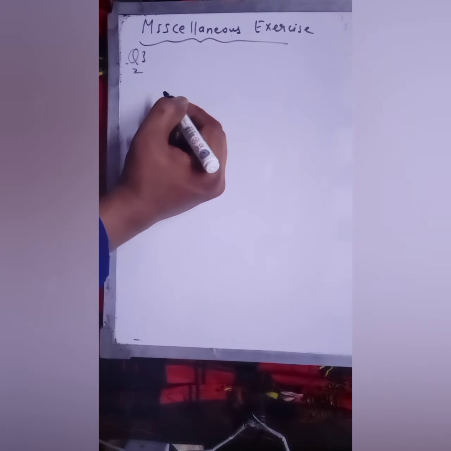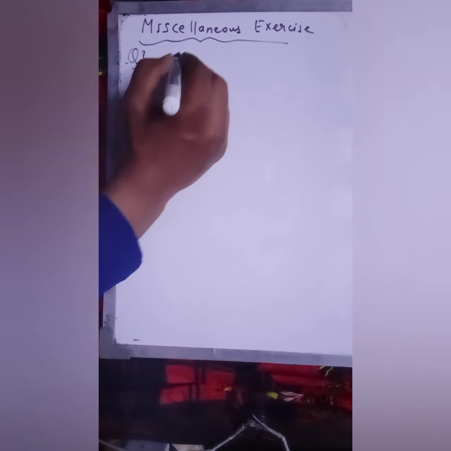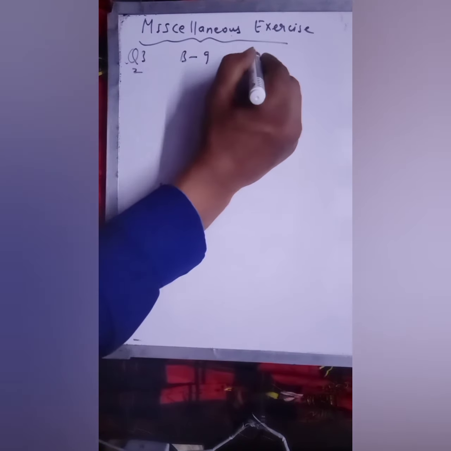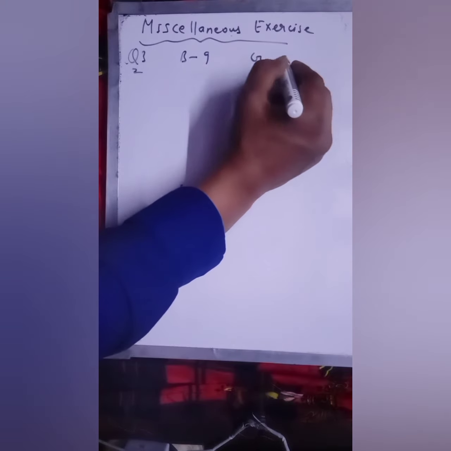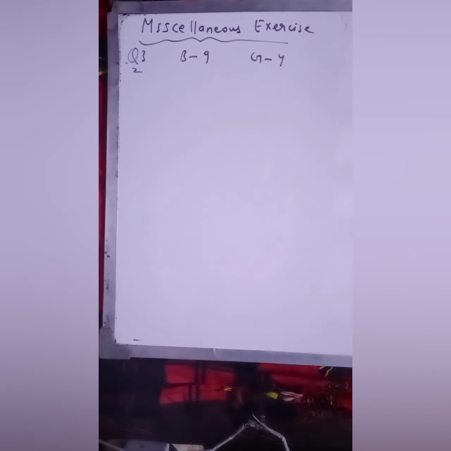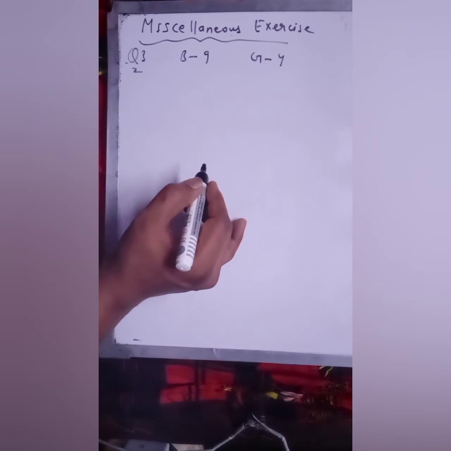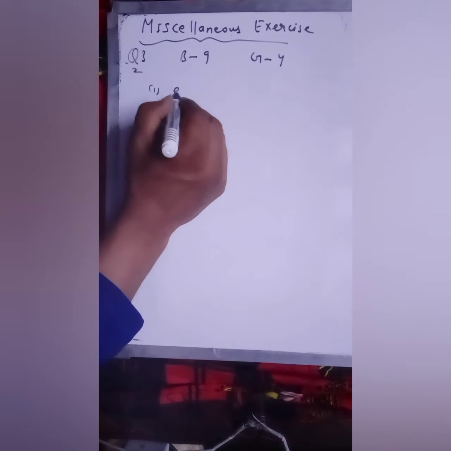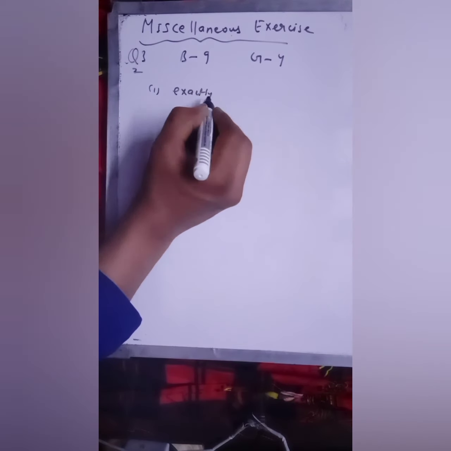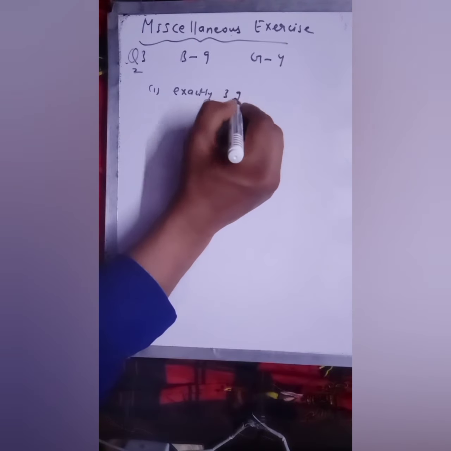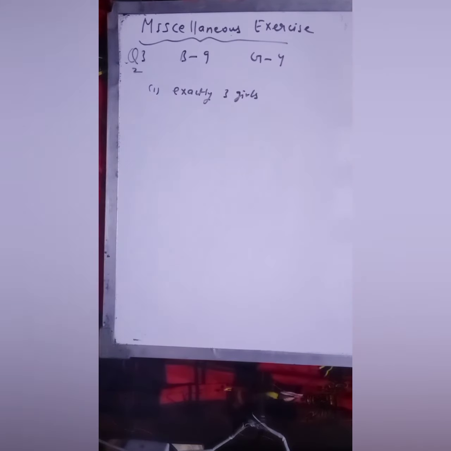So next, question number 3. A community of 7 has to be formed from 9 boys. You have boys 9, girls 4. Okay, you have to make a community of 7 persons. In how many ways can this be done when the community consists of the first point? Exactly 3 girls should be there.